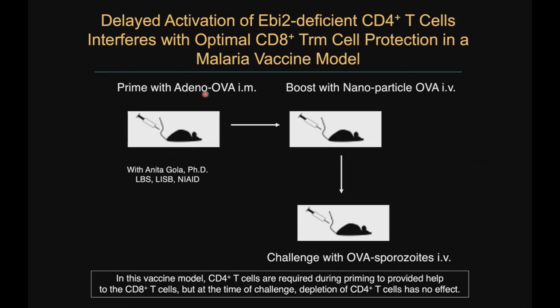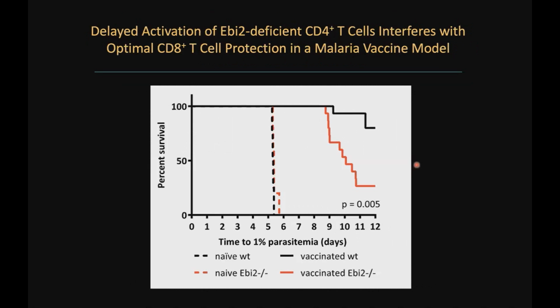There's a systemic adeno-antigen priming and then a boost with IV nanoparticles that creates tissue-resident memory CD8 T cells in the liver that protect against sporozoite infection of hepatocytes. And the critical thing to remember is that in this model, the CD4 T cells are required during priming to provide help for the CD8 cells, but at the time of challenge, depletion of CD4 T cells has no effect. All the effector functions are mediated by the primed tissue-resident memory CD8 cells. And when we look at an EBI2 deficient animal, we see this dramatic loss in protection against sporozoite challenge.